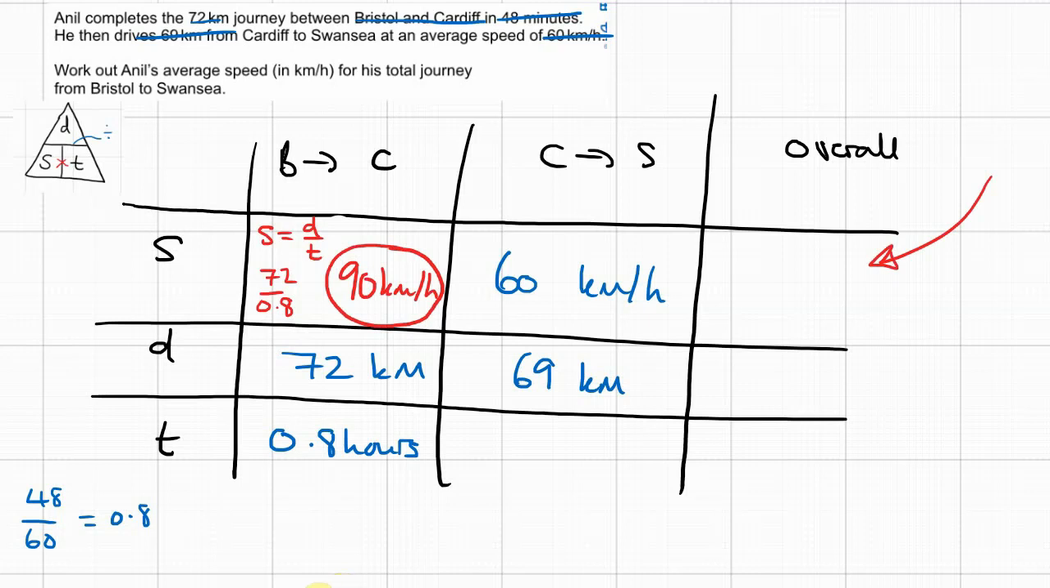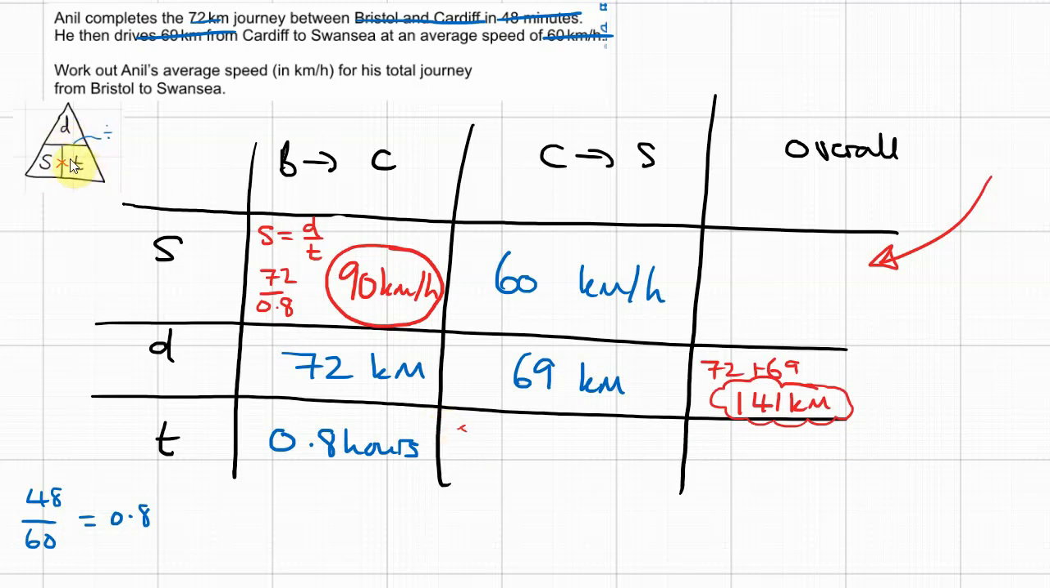The average speed for the total journey will be our answer once we get this box. Be careful, you can't just add these two together and divide by 2, because the journeys will be different lengths. So follow the method and leave that one right till the end. To find it, you need these two boxes down here. We can find the total distance: 72 kilometres plus 69 kilometres is a total of 141 kilometres.